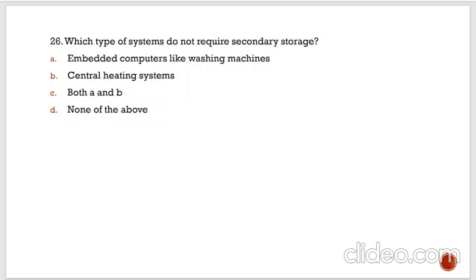Whenever we are using frequently used data, only that much memory might be enough. Cache memory or the main memory will be enough. There might be no need of any secondary storage, like larger storage devices. So which type of systems may not require secondary storage? Washing machines. Washing machines may not require secondary storage.